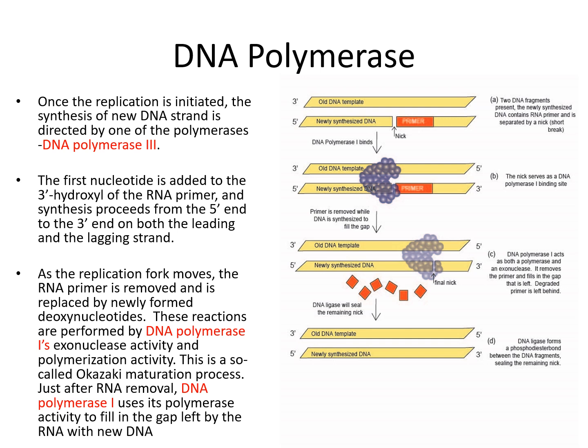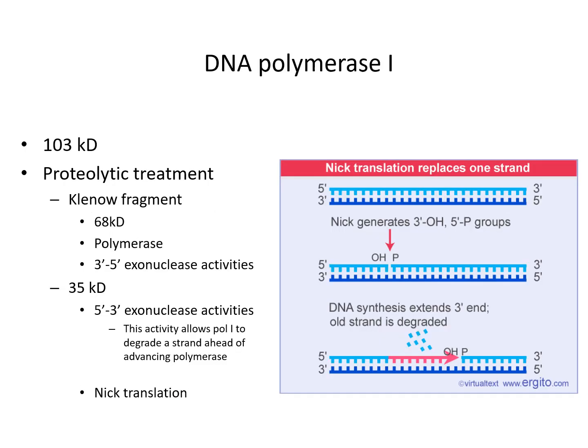So, to explain further, DNA polymerase 3 can synthesize a new DNA strand. And DNA polymerase 1 is the one that fills in the gap when we remove the RNA primer. For DNA polymerase 1, there are two subunits. One is called the Klenow fragment. The other one is the 35 kilodalton fragment.